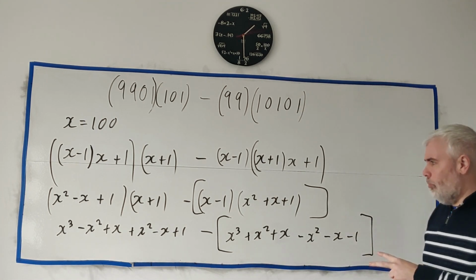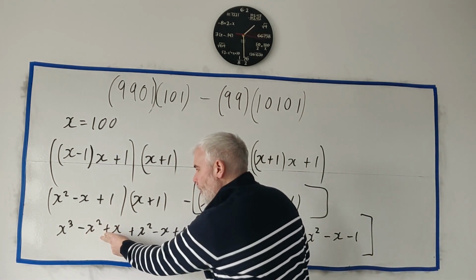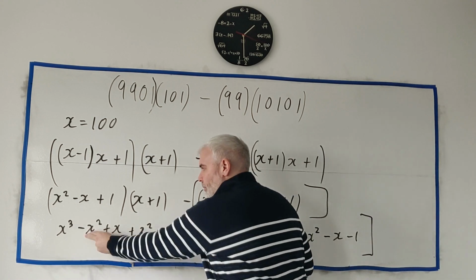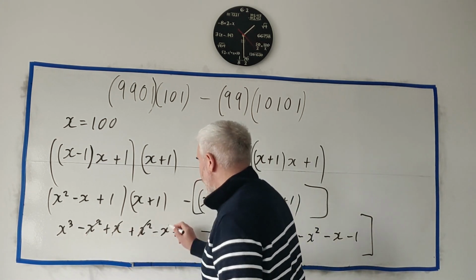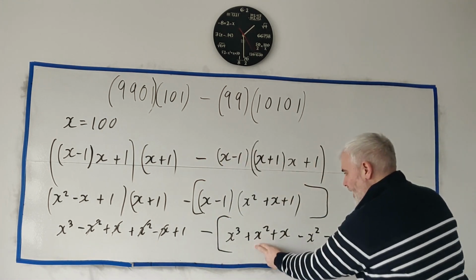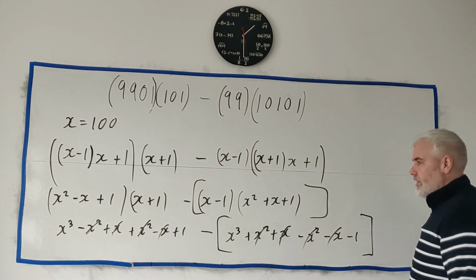We clean all this up. What do we have? On this side, this x squared and this x squared, that's plus x squared minus x squared, they disappear. X and a minus x, they disappear. Same happens over here. X squared minus x squared. X and a minus x.